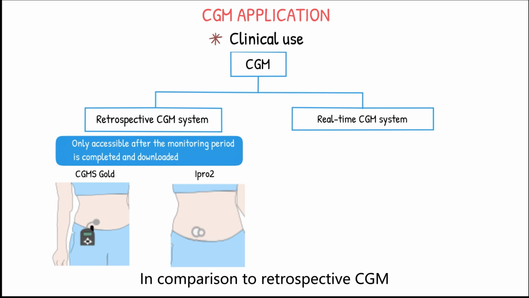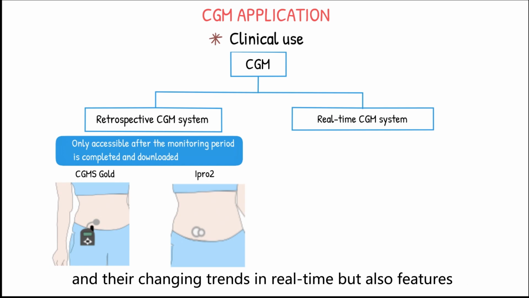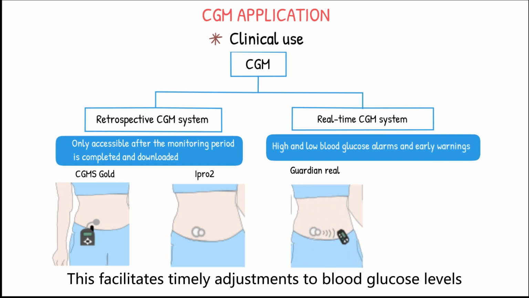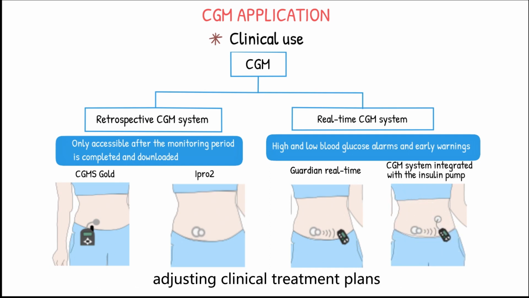In comparison to retrospective CGM, the real-time CGM system not only displays glucose results and their changing trends in real time, but also features high and low blood glucose alarms and early warnings. This facilitates timely adjustments to blood glucose levels. Real-time CGM significantly improves the timeliness of adjusting clinical treatment plans and enhances treatment safety.